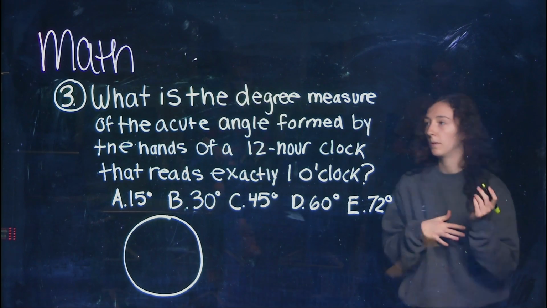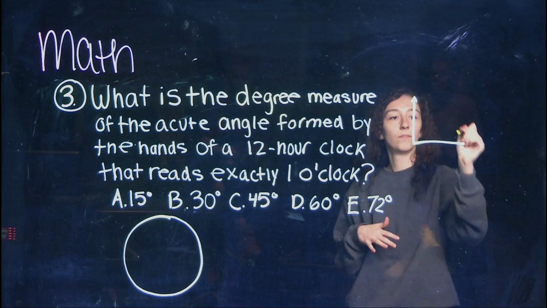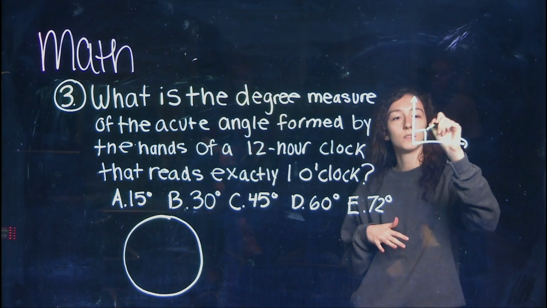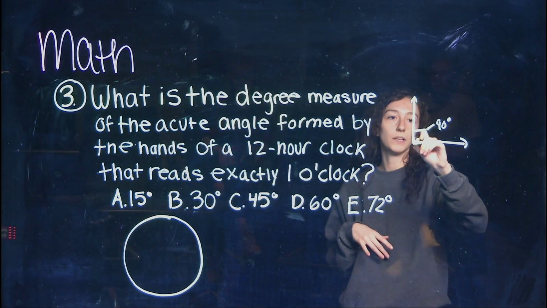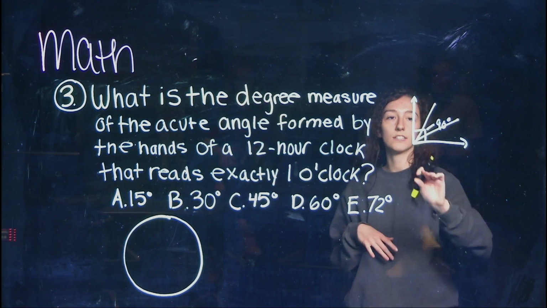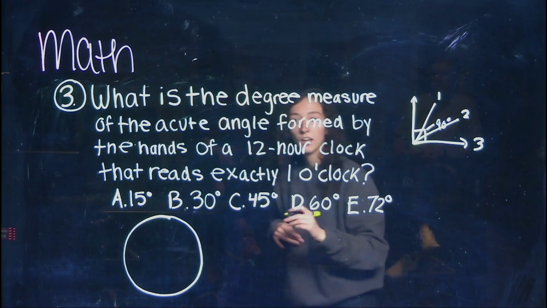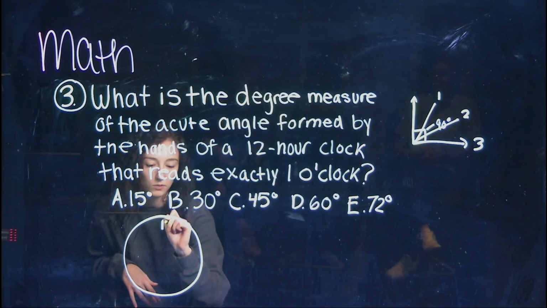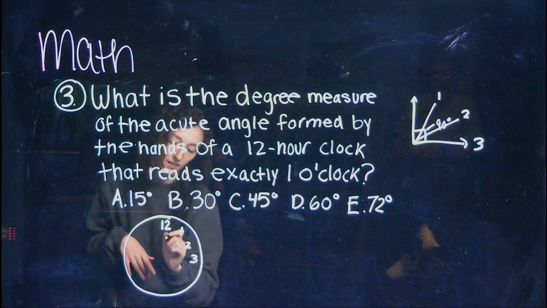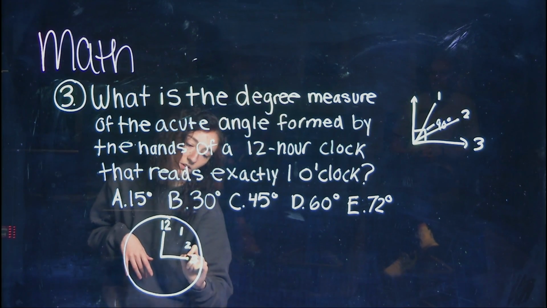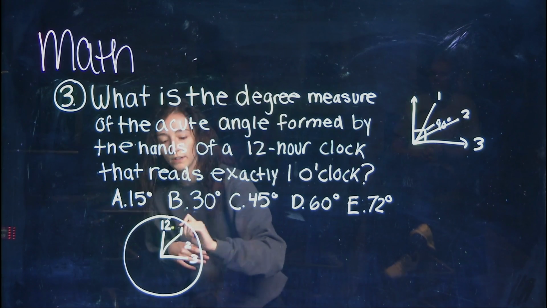So to start this problem, I'm going to begin by drawing a 90-degree angle. So this would equal 90 degrees. And then since it says 1 o'clock, you're going to split this into two different sections. So this would be 1 o'clock, this would be 2, and this would be 3. So on the clock over here, this would be 12, 1, 2, and then 3. And then this is going to be the 90-degree angle. So the angle formed at 1 o'clock is going to be this angle right here.